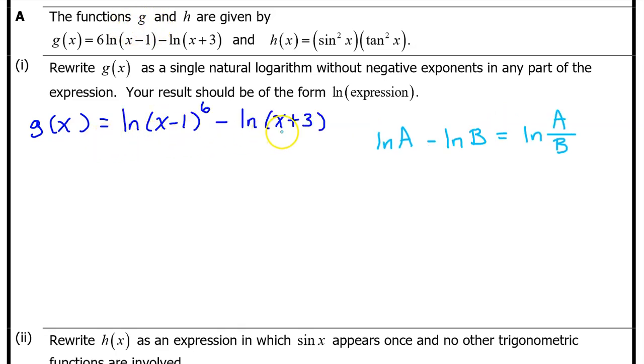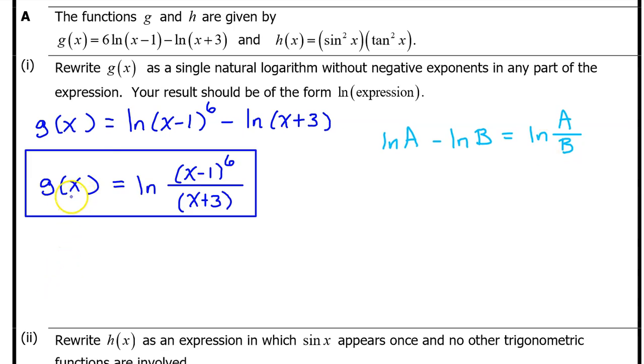So now we have this, but there's another log rule that says the natural log of a minus the natural log of b can be written as the single natural log of a over b. So g of x can be written as a single natural log of x minus 1 to the 6th power divided by x plus 3. And that's it. We have a single log with no negative exponents.